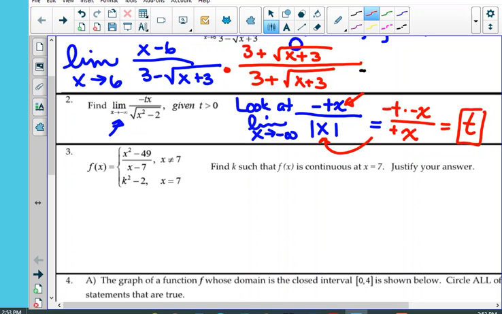Don't let the t throw you off. It's just like having any other number there. So if you need to put a number in for t and then start plugging in some x numbers to see what's going to happen, you can do that.